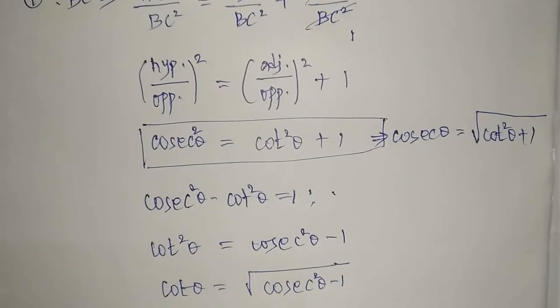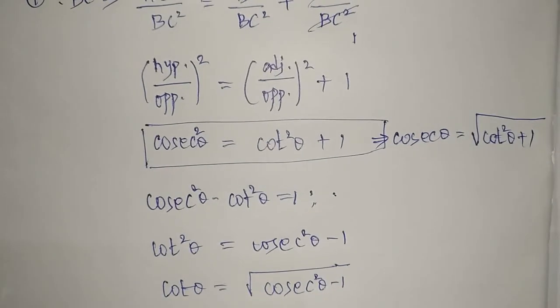Okay, these are the trigonometric identities. Totally 9 identities we need to prepare, and this is very important. Next we will go for a trigonometric table.